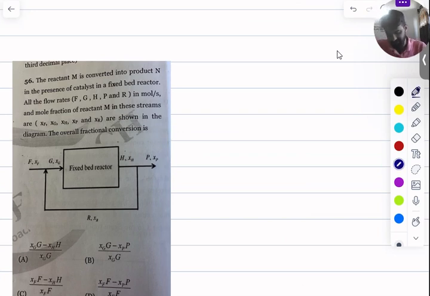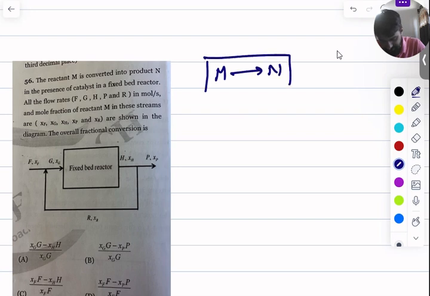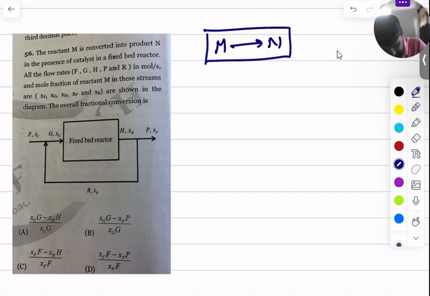You can see here the reactant M is converted into product N, right? So the reaction is happening here. M is going to get converted into product N. And in the presence of catalyst in the fixed bed reactor, all the flow rates F, H, and R in moles per second, and mole fraction of reactant M in these streams are as shown in the figure diagram. The overall conversion is, see, one thing is that this one is the reactant, right?